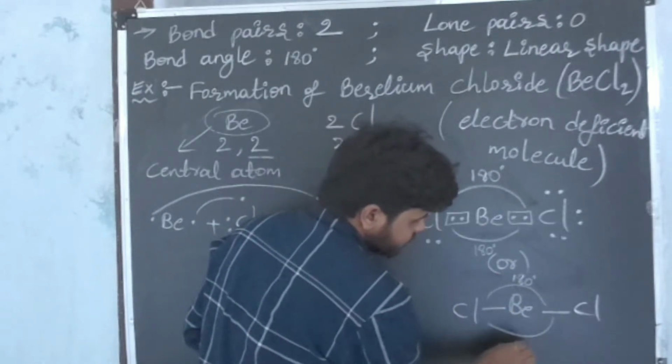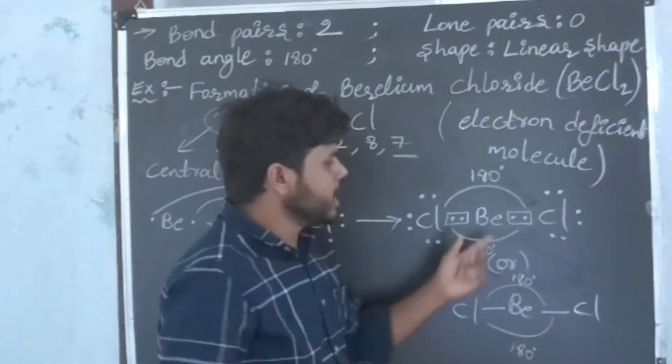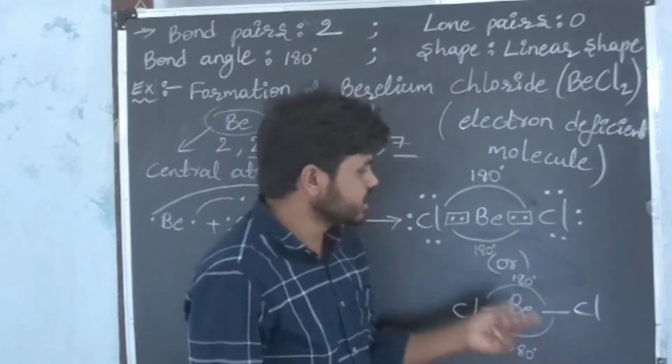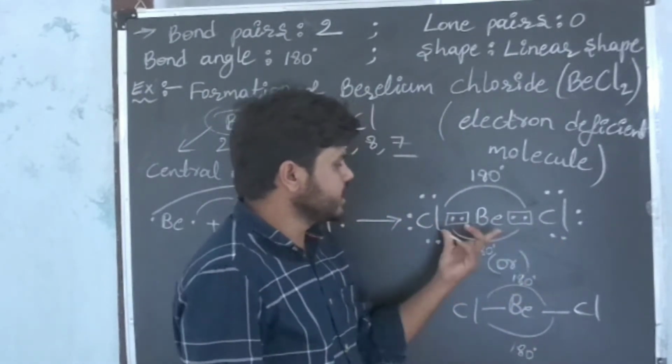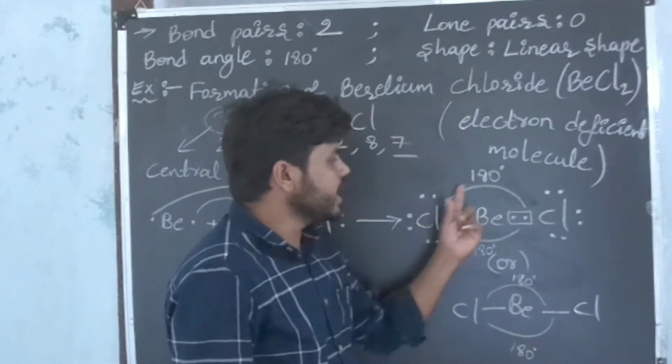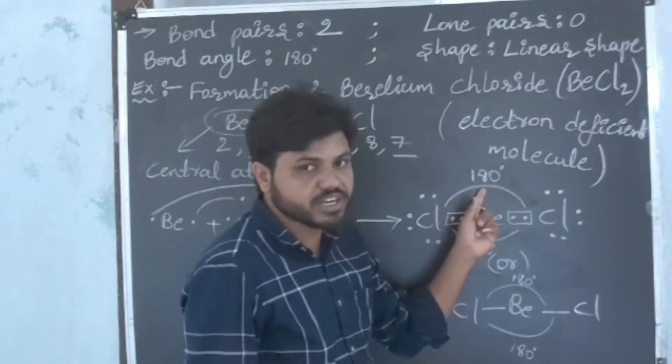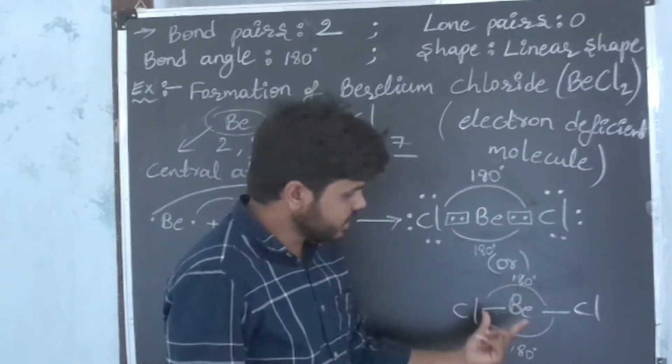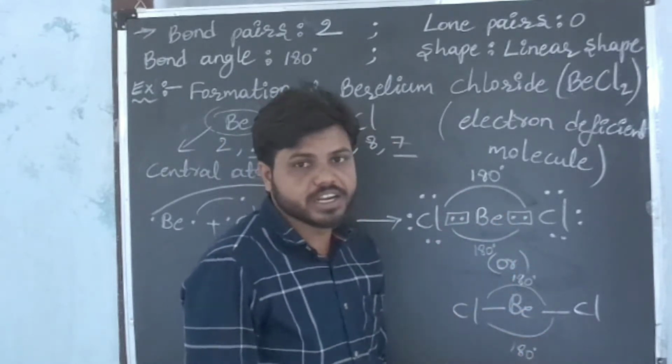The bond angle is how much? 180 degrees. By looking at these two structures, we can say the shape of the molecule is linear. Here also linear shape. The bond angle between bonded atoms is 180. Here also 180, 180, 180.